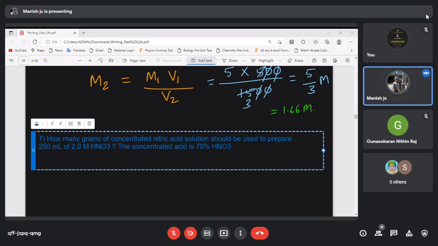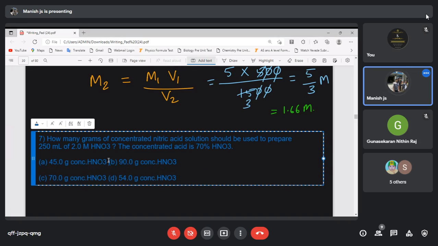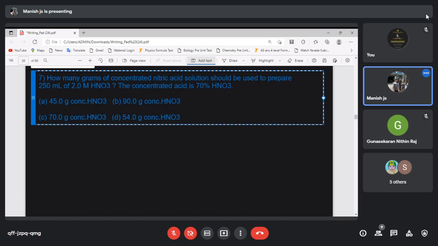I'll give you the options first before we proceed. These are the options. 45 grams, 90 grams, 70 grams, and 54 grams. So these are the options. How do we solve this corresponding question? You will see. So anybody who knows how to solve it? What concept is to be used?